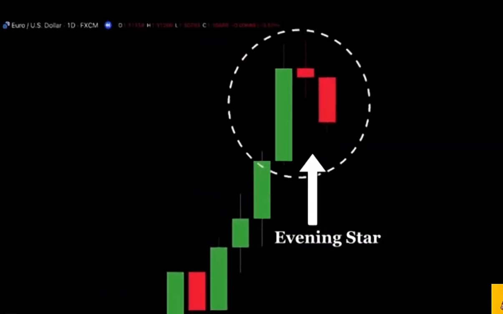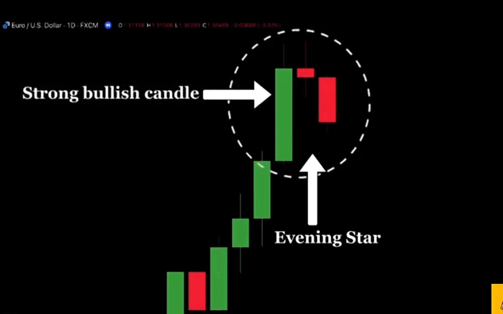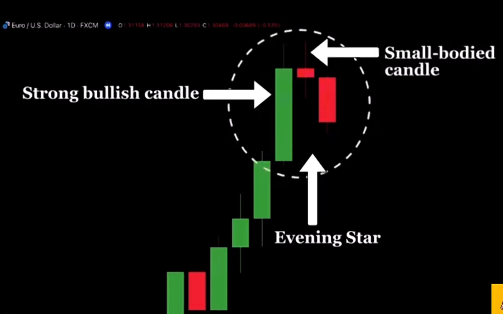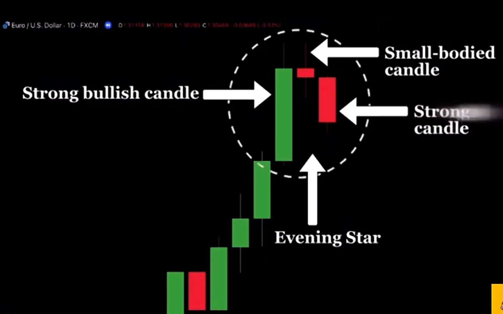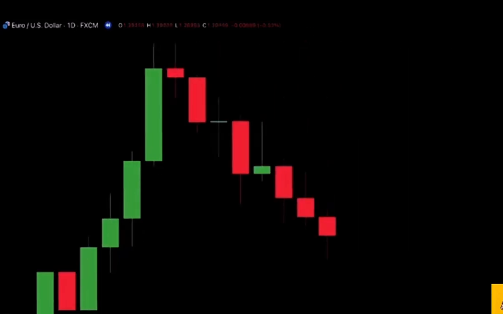The evening star is a powerful bearish reversal pattern that signals a potential shift from an uptrend to a downtrend. It consists of three candles and forms at the top of an uptrend, warning that buyers are losing strength and sellers are taking control. The first candle is a strong bullish candle, showing that buyers are still in control. The second candle is a small-bodied candle, which can be a doji or a small bullish or bearish candle, indicating that momentum is slowing down and indecision is creeping in. The third candle is a strong bearish candle that closes deep into the body of the first candle, confirming that sellers have taken over.